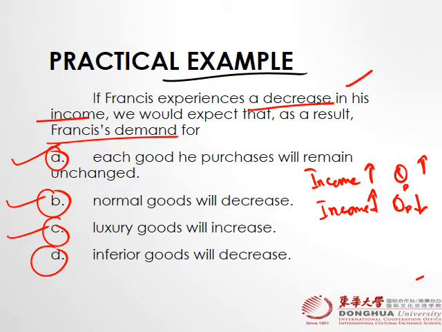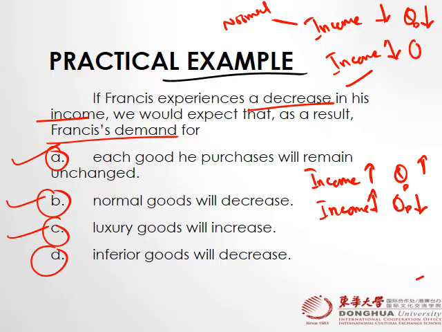Here, this is the opposite side. If income decreases, demand should also decrease. That is normal good. This is the reciprocal, or the other side of the decrease in income and quantity demanded decrease. Inferior good, if income decreases, quantity demanded should increase.